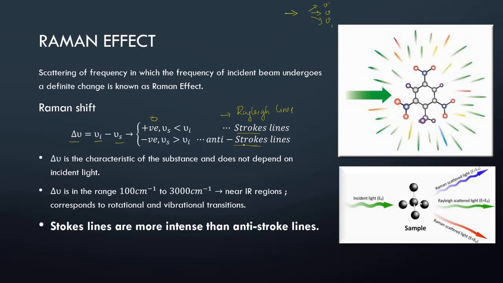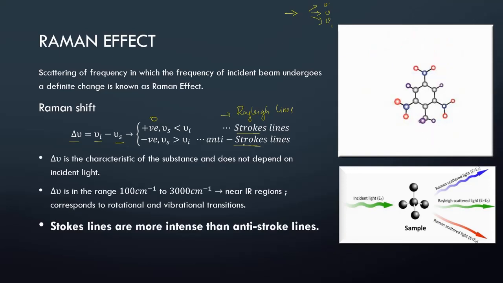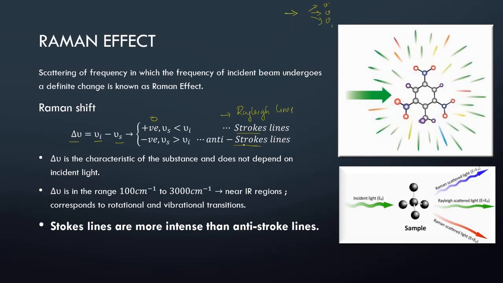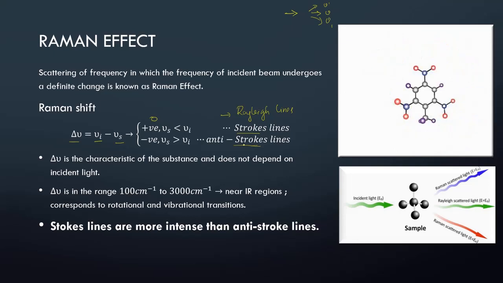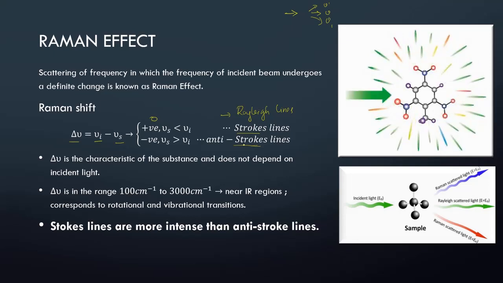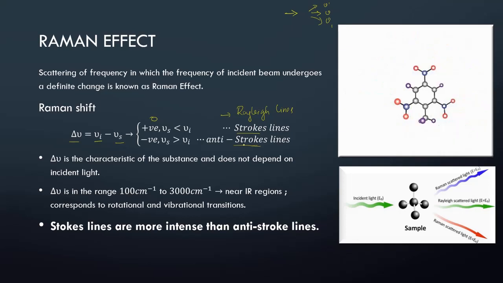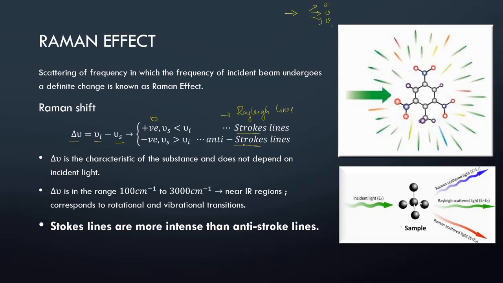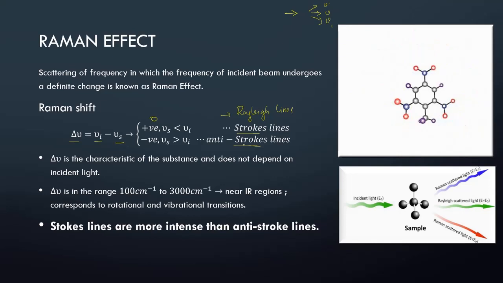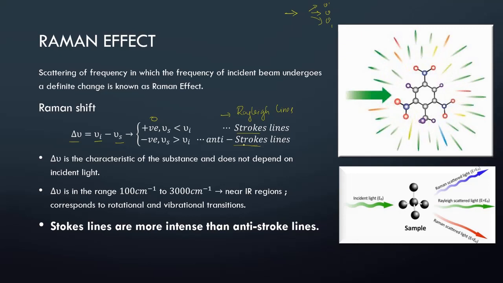The delta nu, that is the Raman shift, is a characteristic of a substance, and it does not depend on the incident light. So this technique can be used to determine what kind of substance it is. The interacting substance will determine the Raman shift, and the Raman shift delta nu falls in the range of 100 centimeter inverse to 2000 centimeter inverse. That is, it falls in the near IR regions.